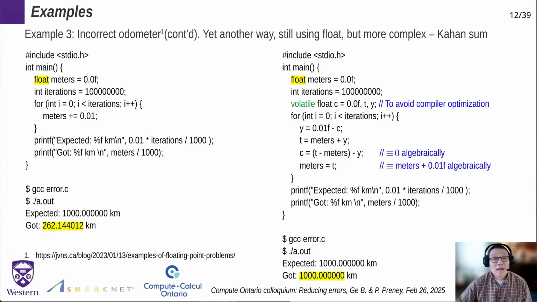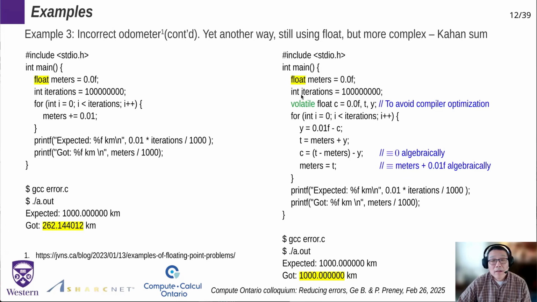However, I would like to present yet another way. We're still using float, single precision, and trying to get the correct answer in a more complex way. And this is through the Kahan sum, compensated summation.